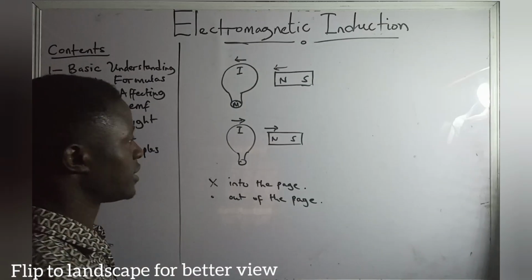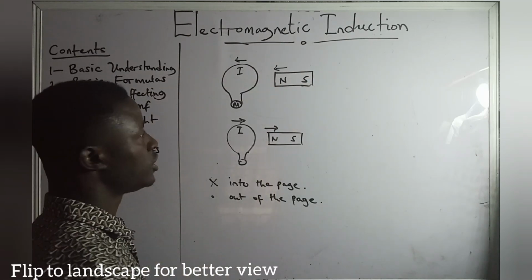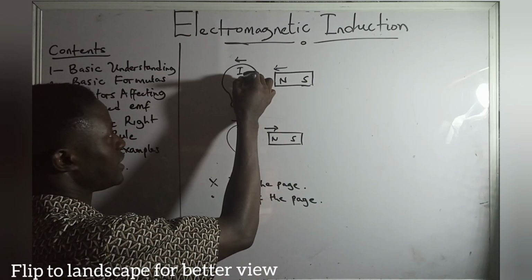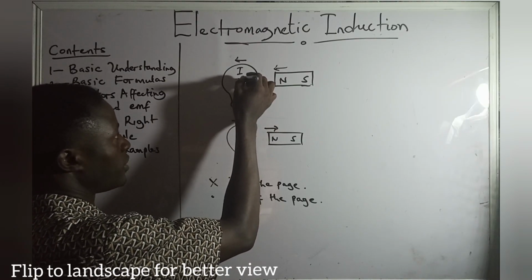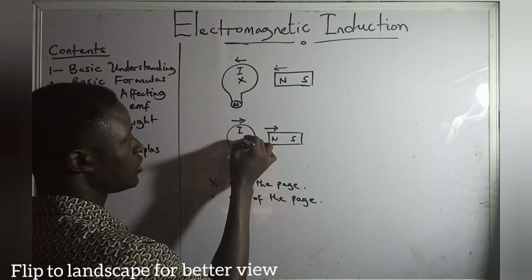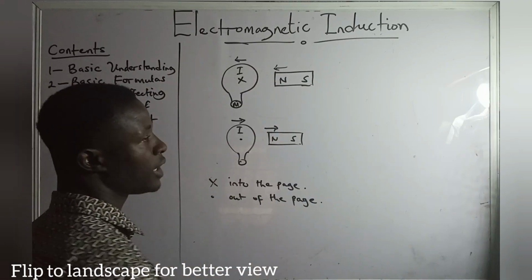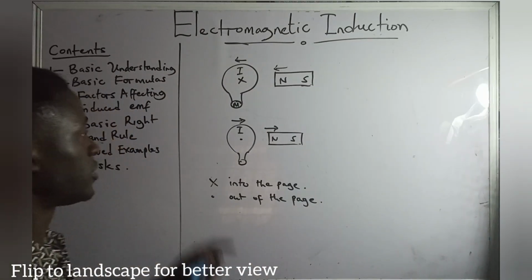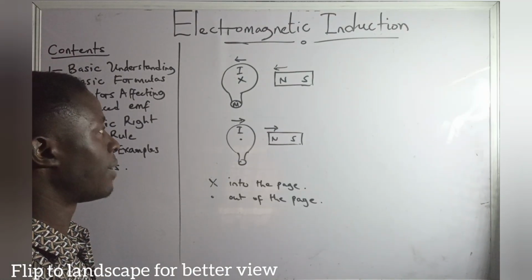So essentially, if you bring a bar magnet close to this coil, we can say that it is into the page and also out of the page. So I can represent the two. This one, I can put dot here. This one is going into the page. This one is going out of the page. Of course, the two can happen simultaneously, and I will show you where that applies.